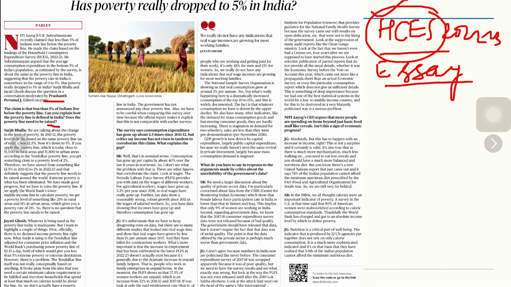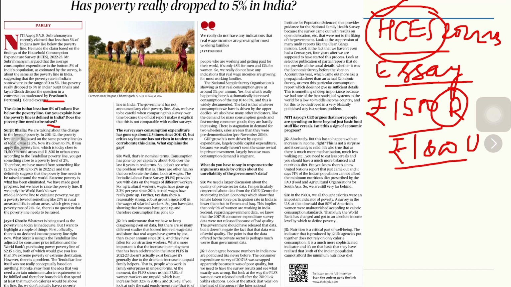Surjit Bhalla says that we are talking about the change in the level of poverty. In 2011-2012, the poverty level in India was 12.5%. Now it is down to 5%. If you apply the poverty line of today, close to rupees 1500, it is taking the poverty line to 1500 rupees in rural areas and 1800 rupees in urban areas. According to the Tendulkar poverty line, you see, in poverty estimations there were many committees that gave their suggestions. One among them was the Tendulkar poverty report, which talked about 1500 rupees for rural and 1800 rupees for urban areas. Therefore Surjit Bhalla says that we have moved from something like 12.5% in 2011-2012 to 2% in 2022-2023, and it definitely suggests that the poverty line needs to be raised around the world.